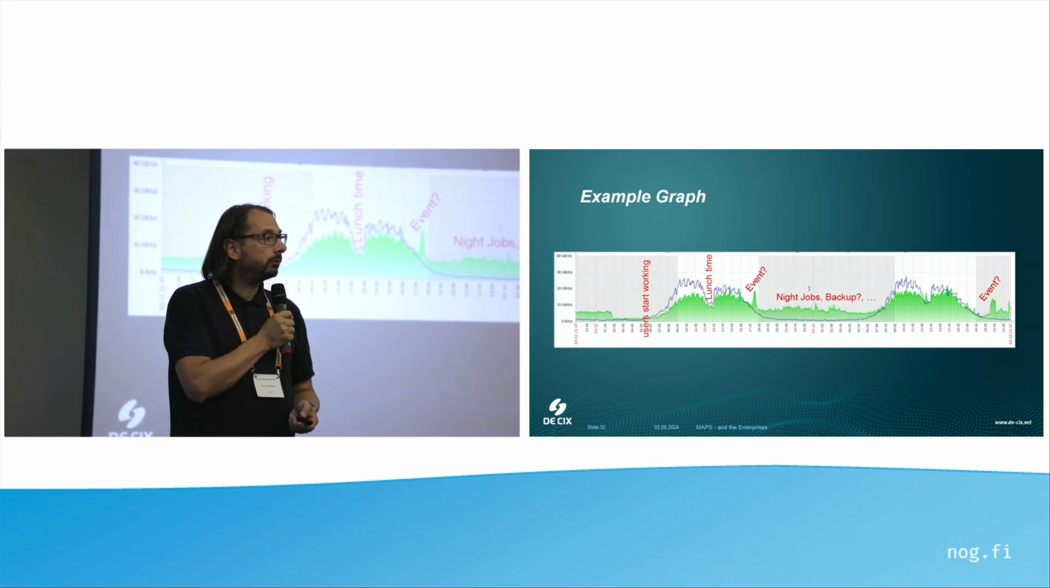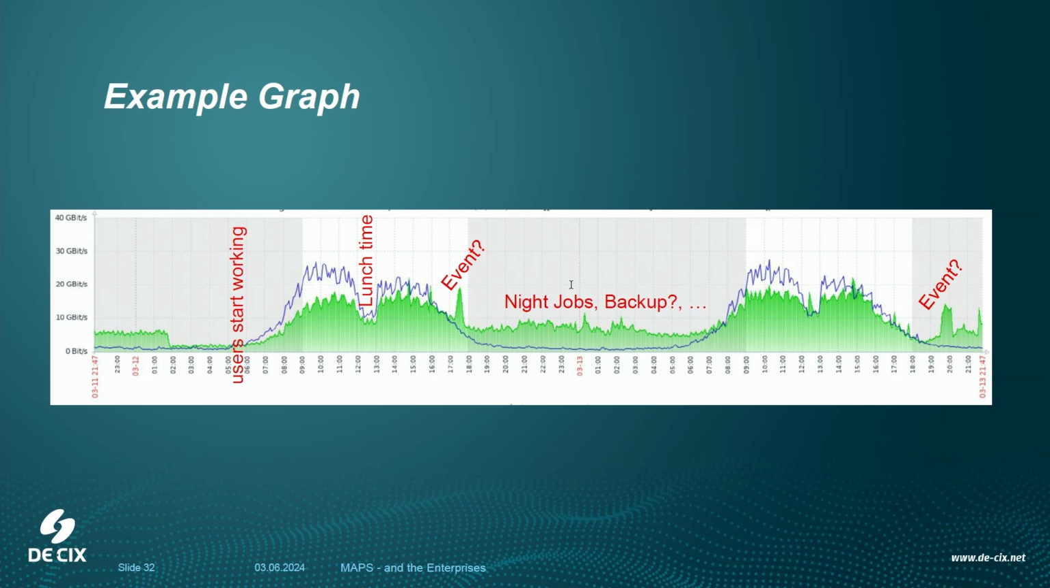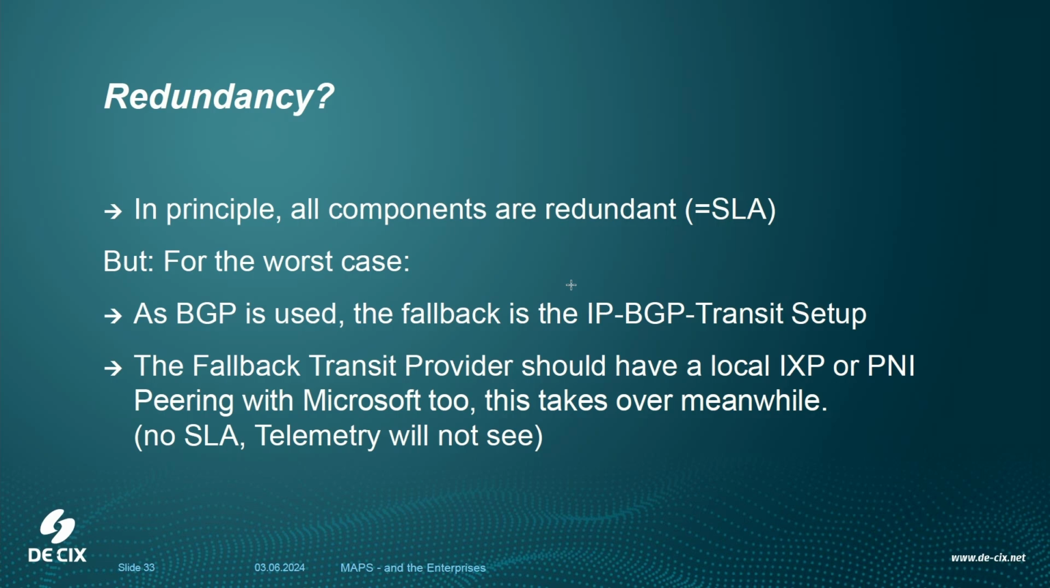Looking at an example graph, how does this look at the typical enterprise customer? It's not a surprise. Everybody comes to the office in the morning, so at 7, 8 in the morning, traffic goes up. Then, of course, lunchtime comes, a bit less work in the afternoon, a peak for whatever reason between 5 and 6, and then at night maybe some backup jobs running, and then it starts all over again. There was maybe an event or something special. So, yeah, it's an as-expected traffic graph from an enterprise, and this is all Microsoft traffic.